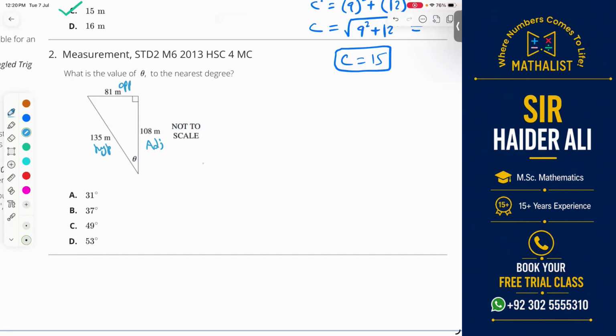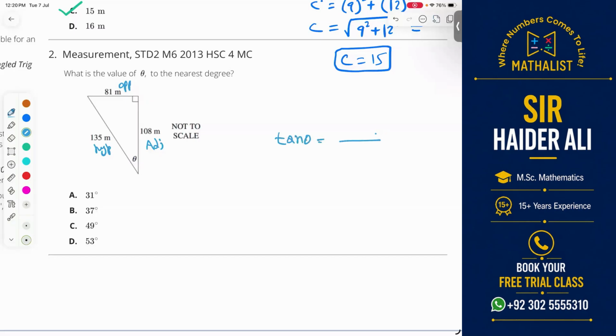Now, further, I can use any formula. I think there's no restriction because I have the odd sides, right? You can use sine, cos, or tan. No restriction here. So I am using the tan formula.